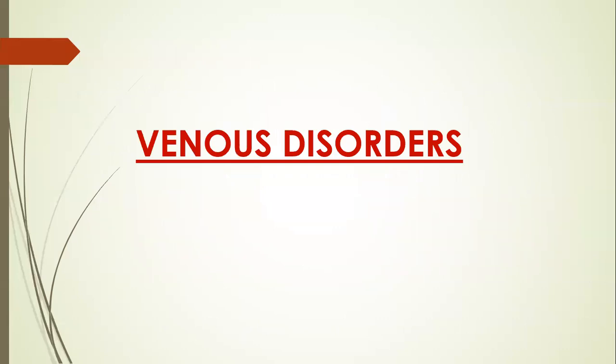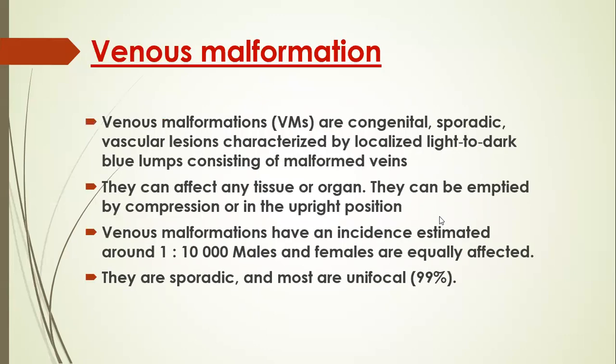Then we have reached the venous disorders characterized by venous malformations. The venous malformations are congenital, sporadic vascular lesions that are characterized by localized light to dark blue lumps consisting of malformed veins. They can affect any tissue or organ. They can be emptied by compression or in the upright position. The venous malformations have an incidence estimated at around 1 in 10,000. Males and females are equally affected. They are sporadic and most are unifocal.